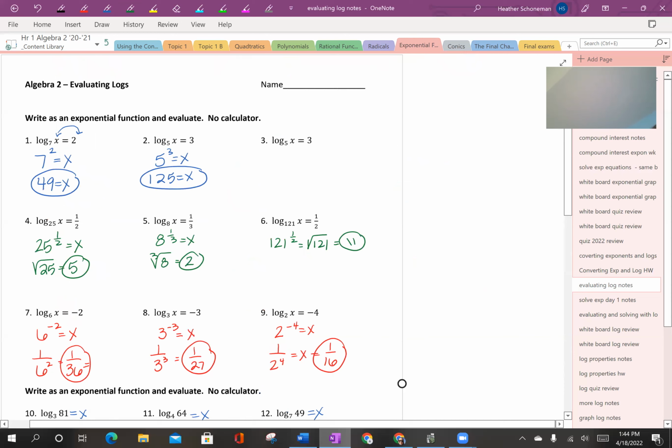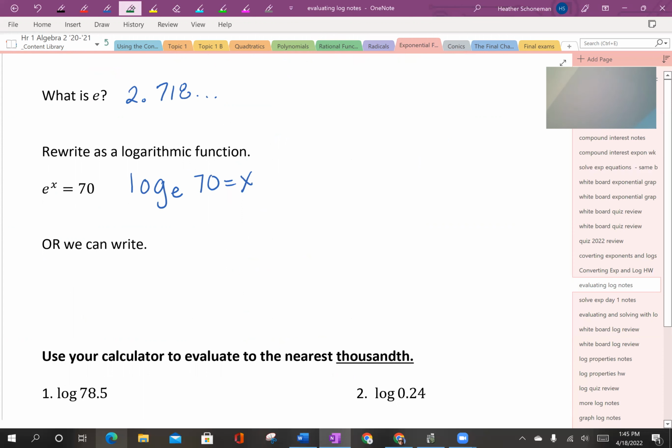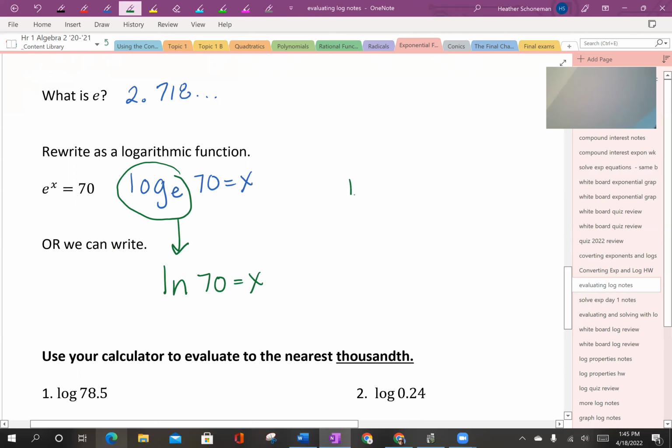Okay. If we go to the next part of our notes, we've got to remember what e is. And remember, e is not a variable. e is a number, and it's about 2.718. So if I had this and we were rewriting it as a log, it would be log base e of 70 equals x. But from now on, we're not going to write log base e. Instead, we're going to replace it with ln of 70 equals x. And ln stands for the natural log.